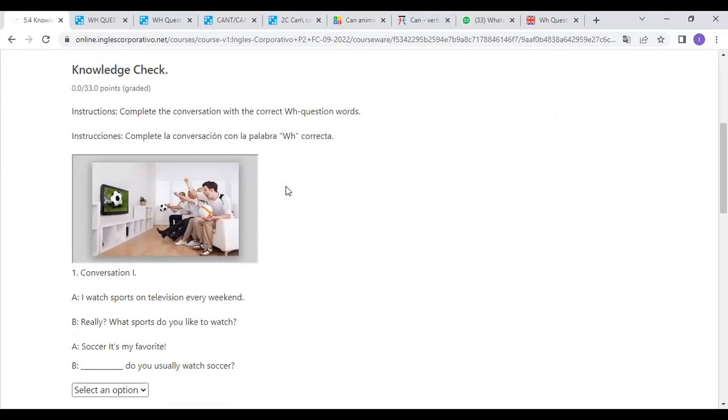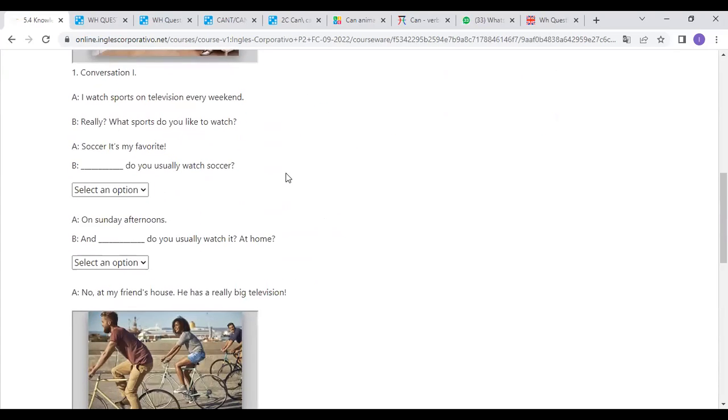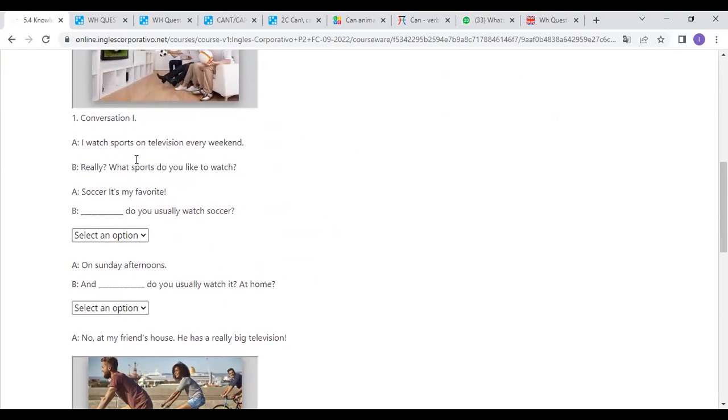We were discussing about W equation. Remember, guys, estuvimos discutiendo acerca de las W equation. Now, guys, let's see. In the first exercise, we have a conversation about sports, right? So let's see, I watch sports on television every weekend. Really, what sports do you like to watch? Soccer is my favorite. Do you usually watch soccer?